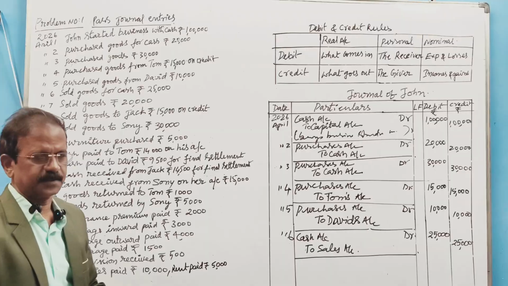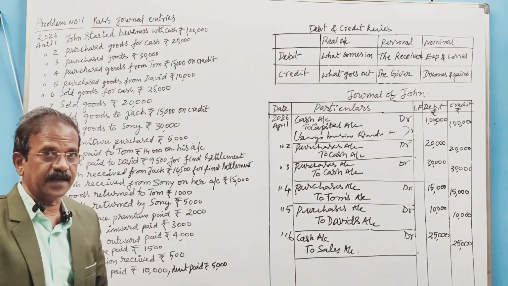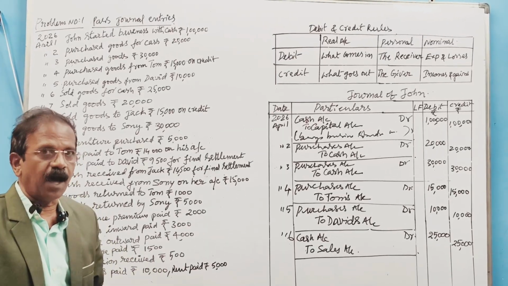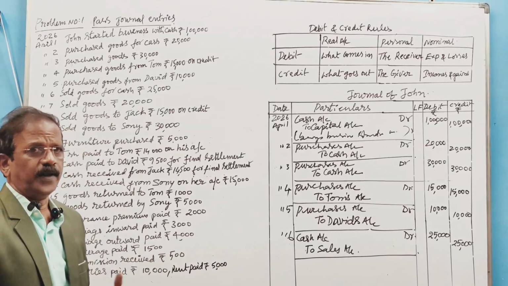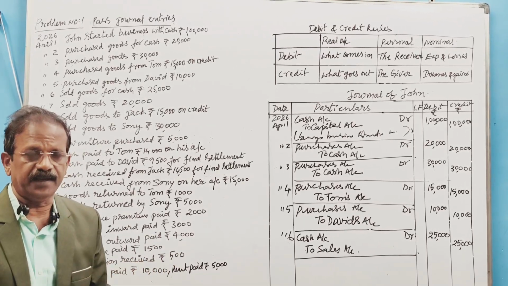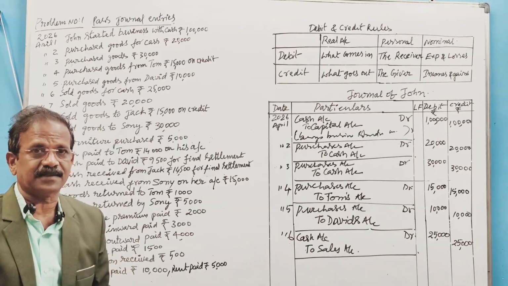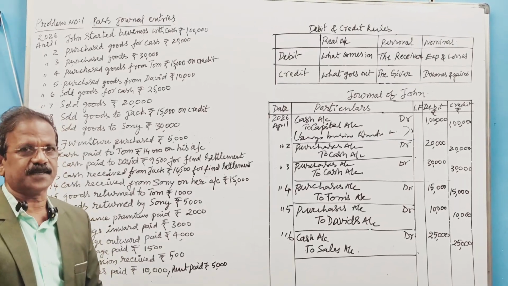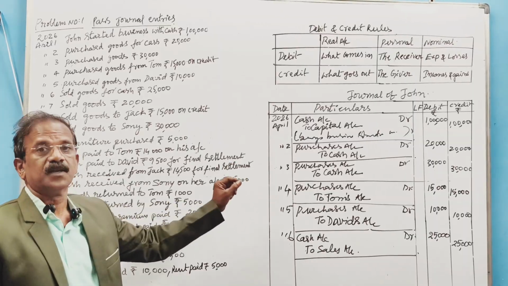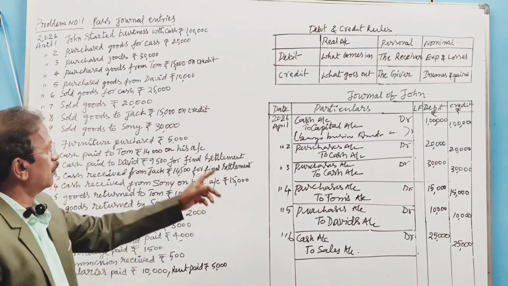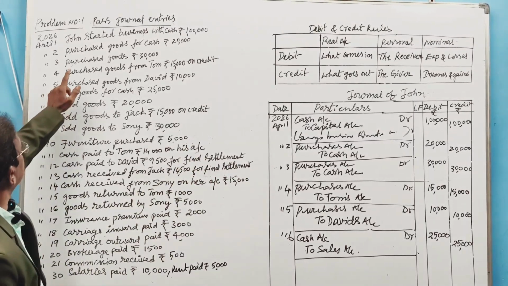John started business. Now we should think that we are John right now, because we are writing the journal entries. Whenever you are writing the journal entries, you have to think that you are the proprietor. Then only your journal entries will come correctly. Now, let us start one by one transaction.